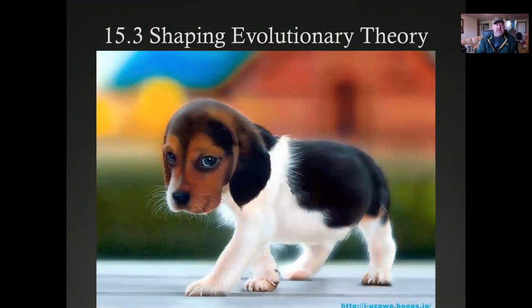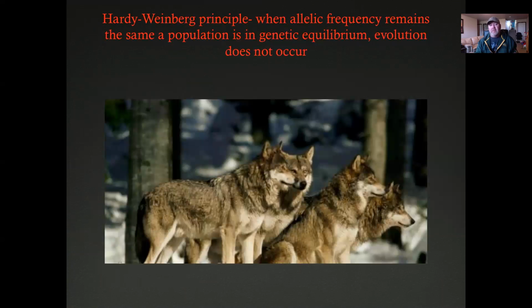Okay, there are 7 ways. Oh, okay, so 15.3, and I've got a class coming in a minute. So it's 14.3, I apologize, is how evolutionary theory is shaped, like how it happens.